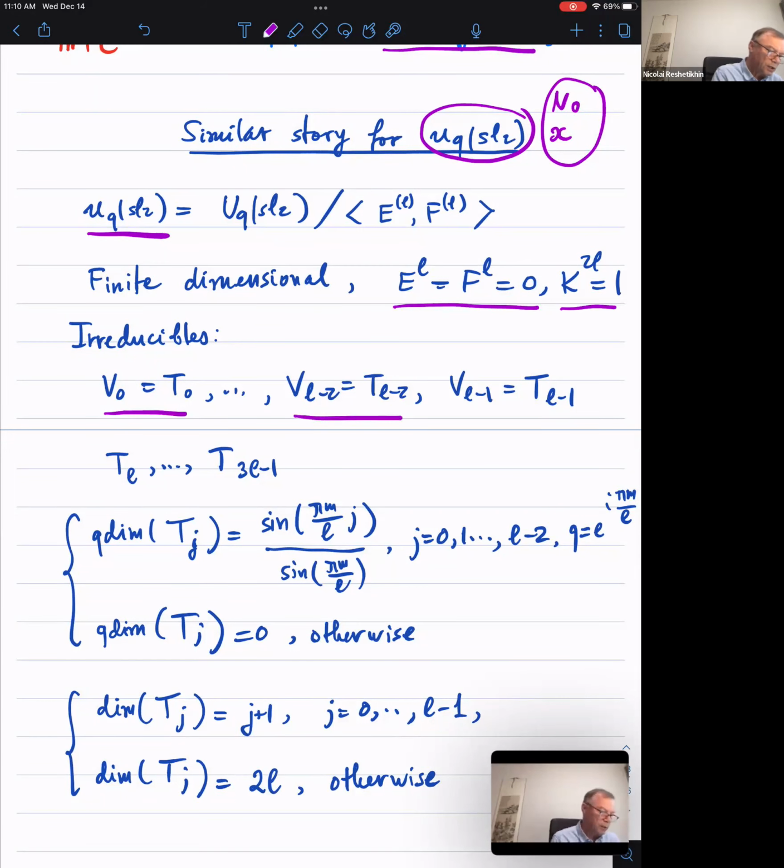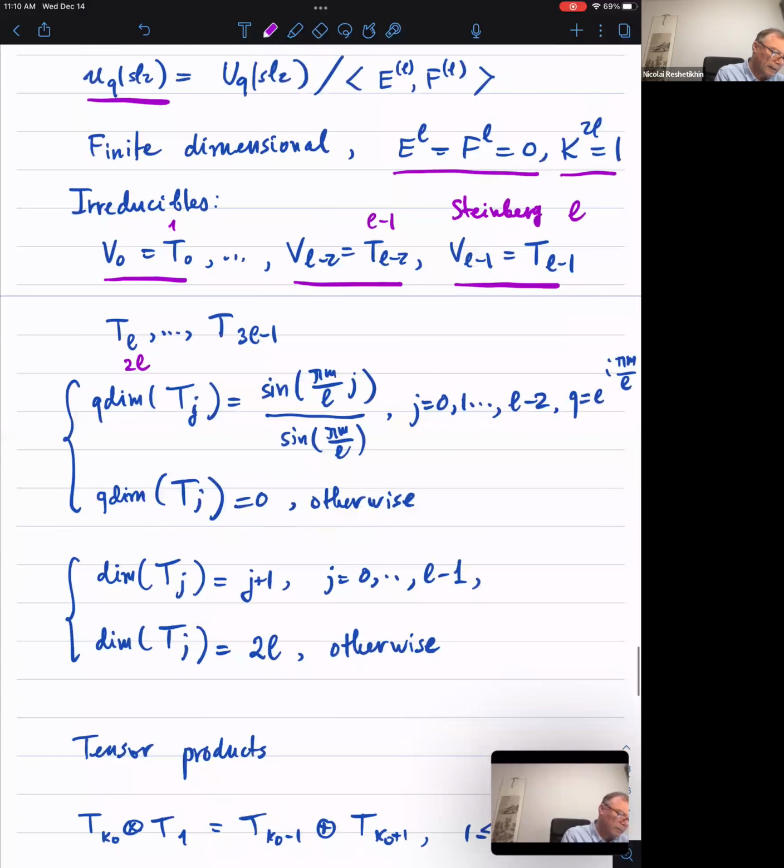So then you have irreducible representations of dimension 1 to L-1. You have this special so-called Steinberg module of dimension L. And then we have tilting modules of dimension 2L. So then, well, we constructed probabilistic measures in the last lecture in two ways, using characters and using dimensions.